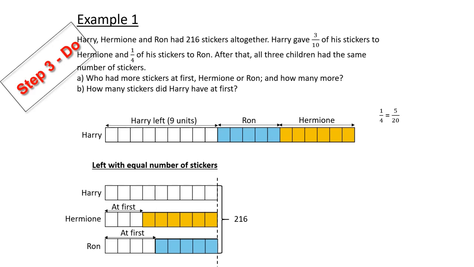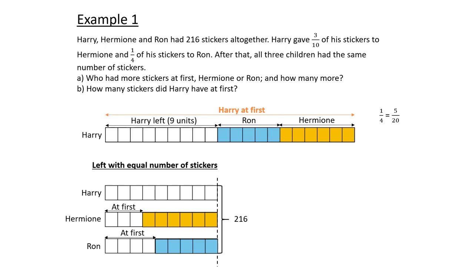The third step in problem solving is to do. Creating a unit to represent a number of items in a problem can be helpful. Here, each unit represents a number of stickers. We develop our answer by looking at the total number of units the children had at first. Harry had 20 units, Hermione had 3 units, and Ron had 4 units. In total, there is 27 units. 27 units equals 216 stickers. So 1 unit equals 216 divided by 27 equals 8 stickers.